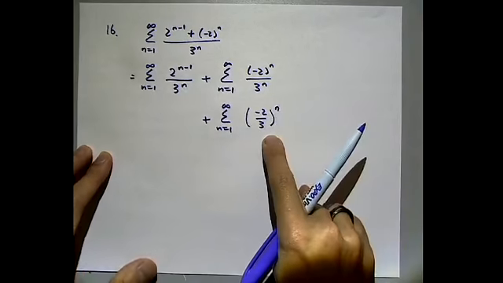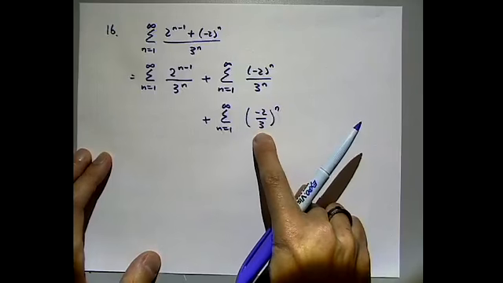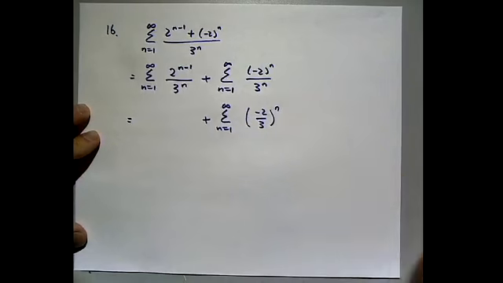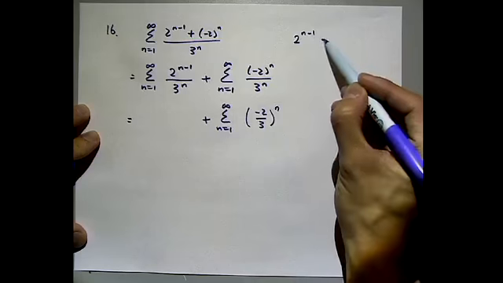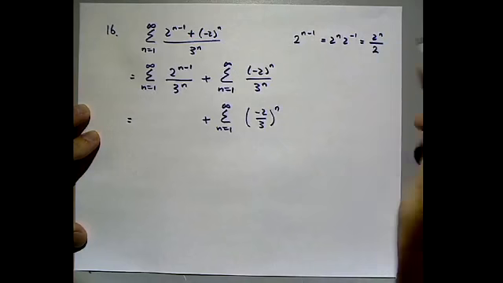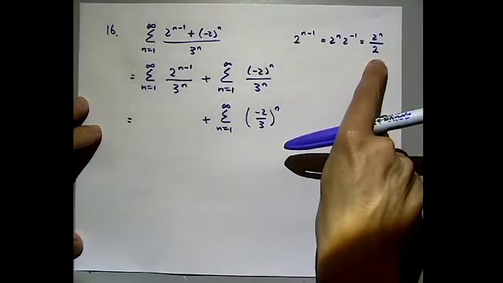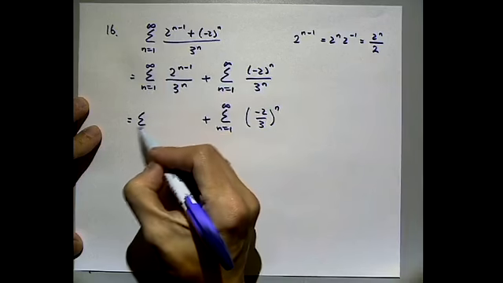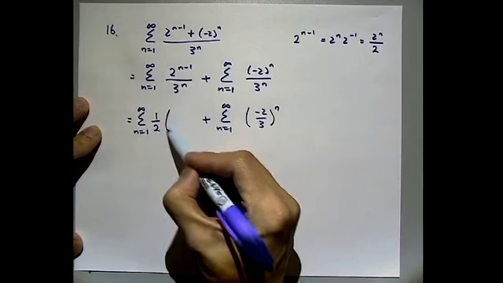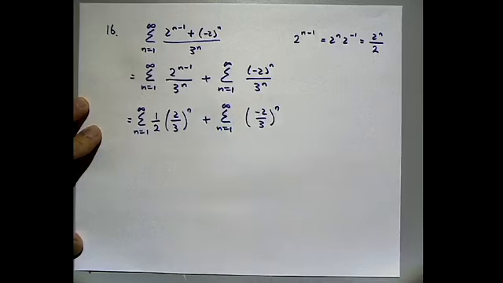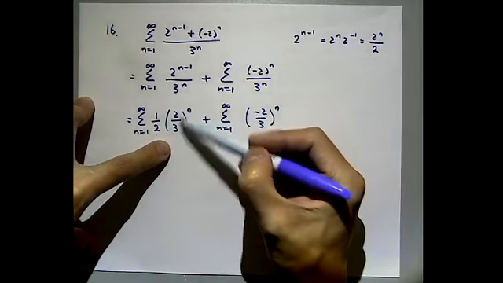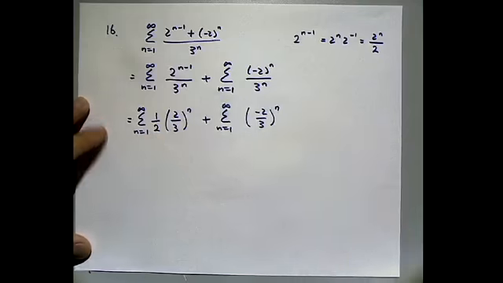So that's clearly a geometric series with a common ratio of -2/3, right? The first one will do something very similar. 2 to the n minus 1 can be written as 2 to the n over 2. So the first expression can be turned into 1/2 times 2 to the n over 3 to the n, or 1/2 times 2/3, the whole thing, to the nth power.